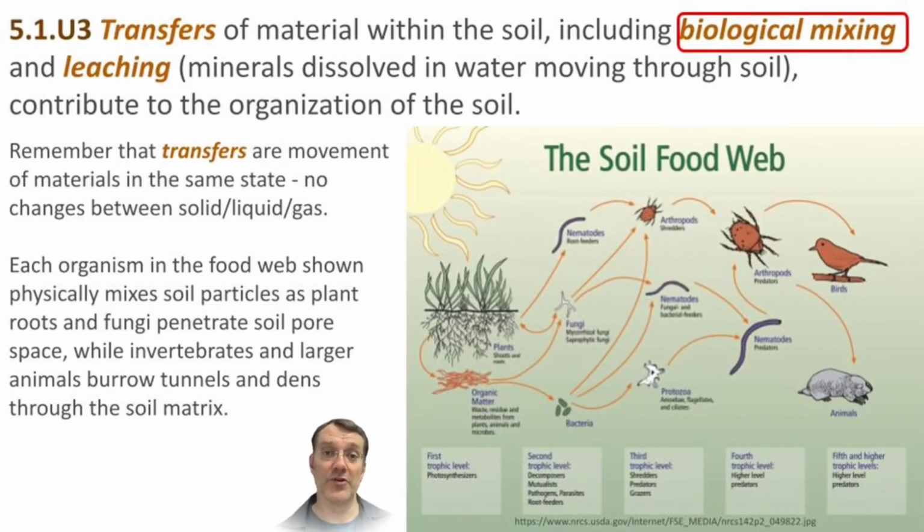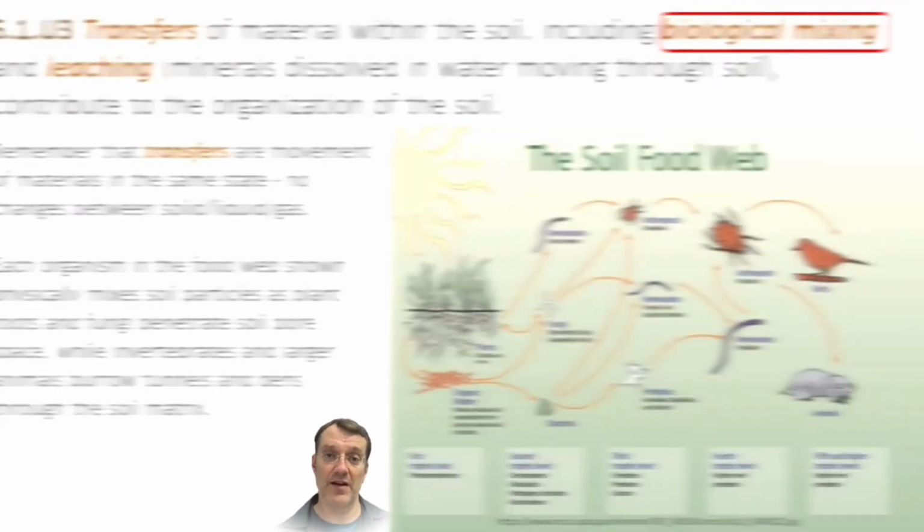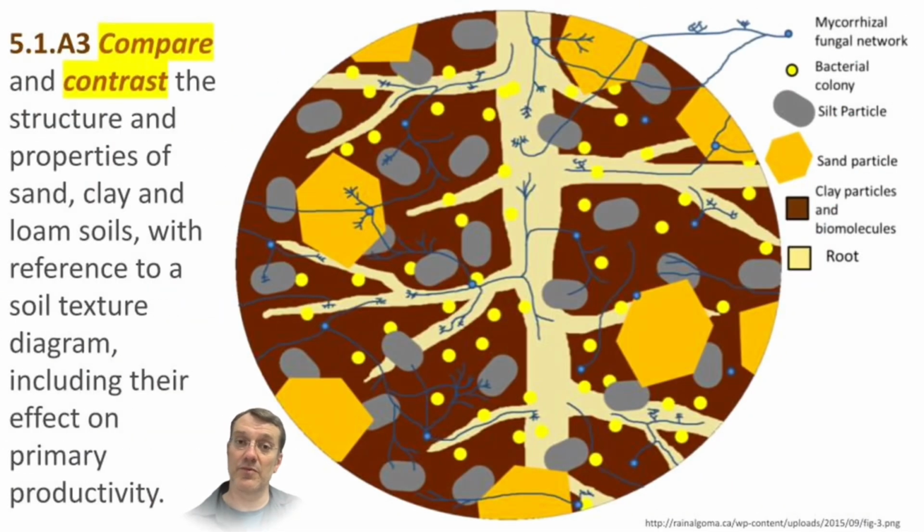Those organisms contribute to what we call biological mixing, where they churn the soil and mix up the soil particles, the sand, the silt, and the clay, and blend them with all of the organic matter. You should be able to compare and contrast the structure and properties of soils based on their texture, based on the ratios of sand, silt, and clay.